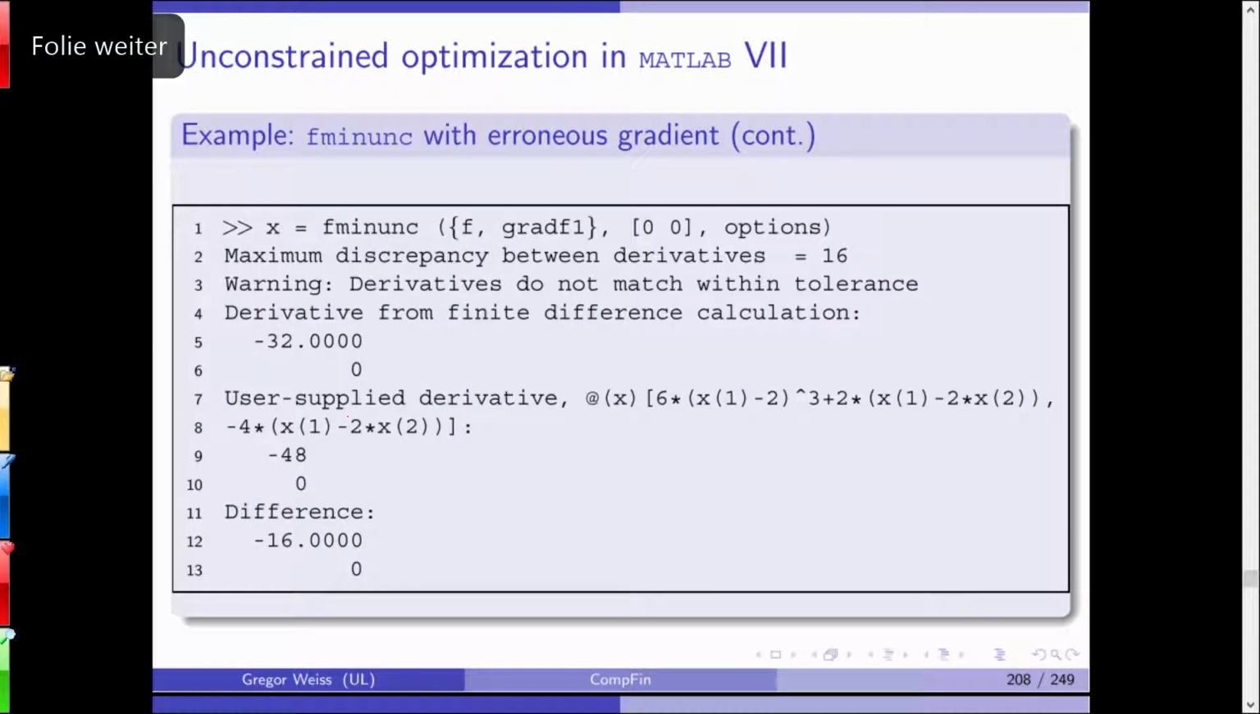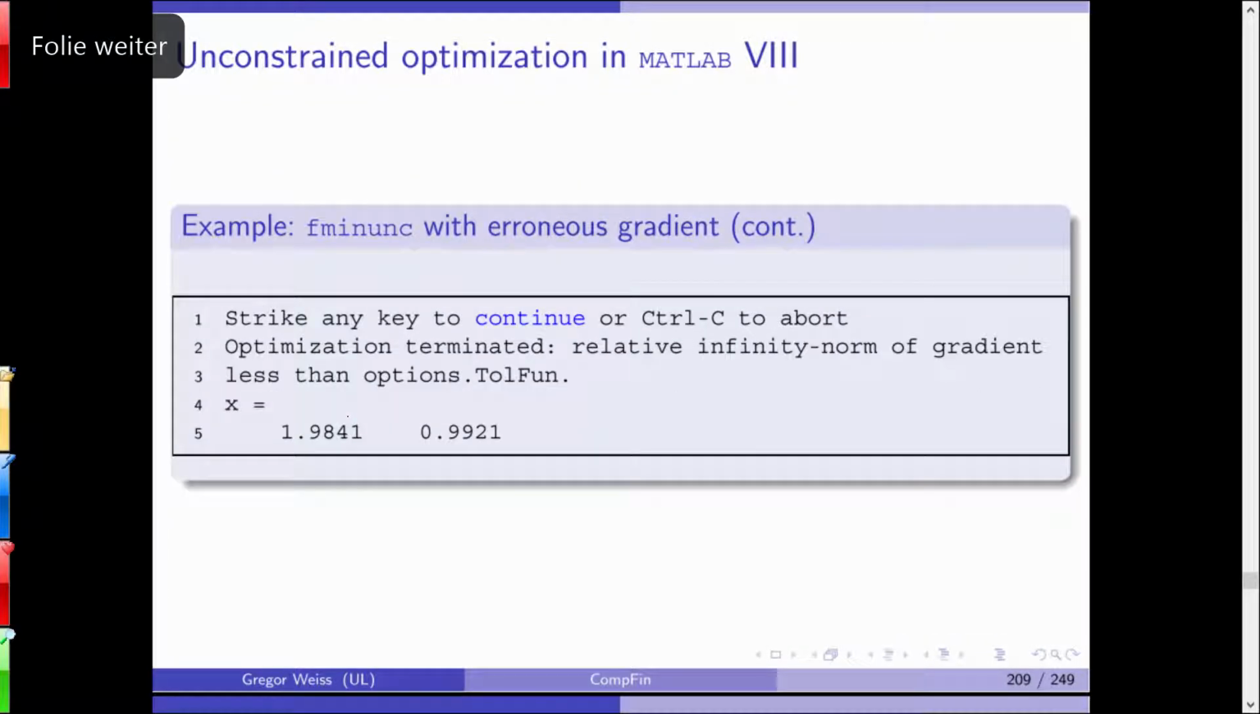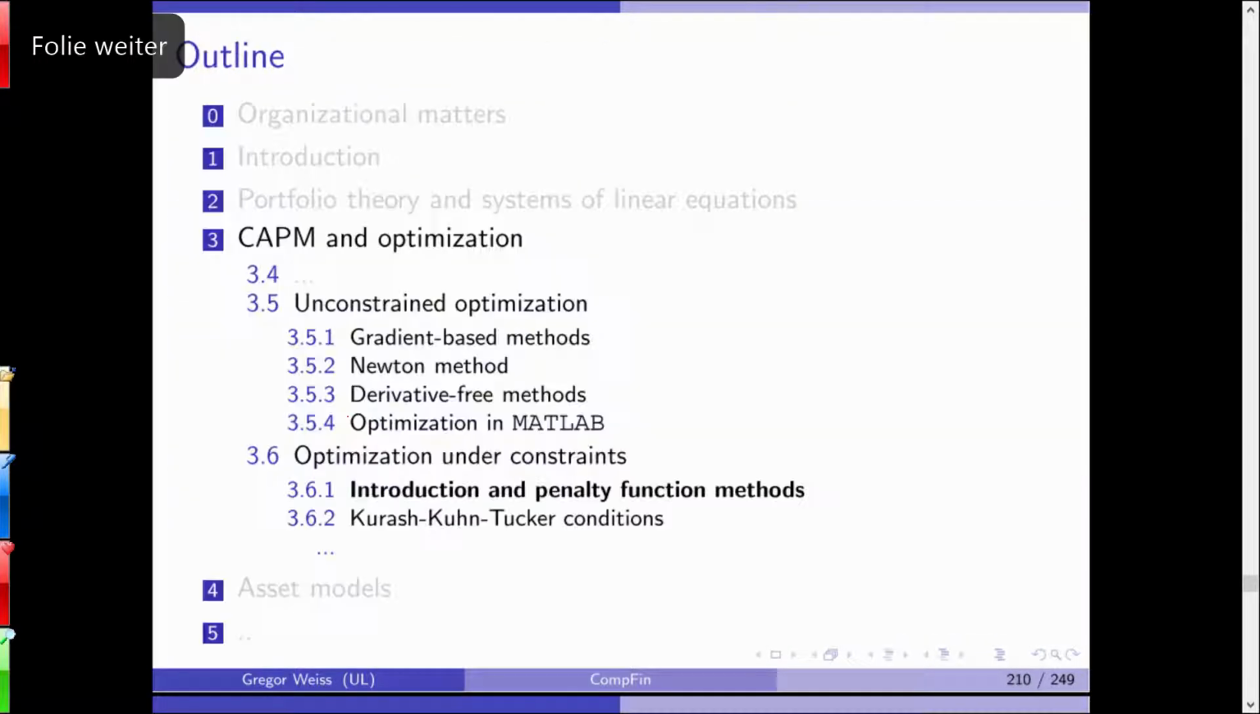Again, these are very simple examples. I mean, this is a function in 2 dimensions, very low dimensional, and you could immediately see the best result, the exact result, by simply looking at the function. But still, the computer has a hard time finding this optimum here, and it's not close to being exact. Okay. So this is unconstrained optimization in Matlab. You can use fminsearch, you can use fminunc.